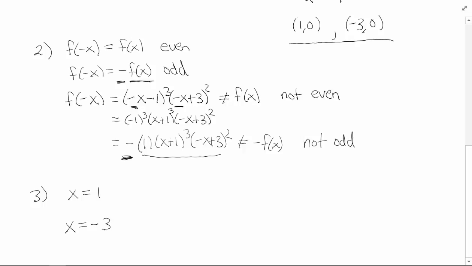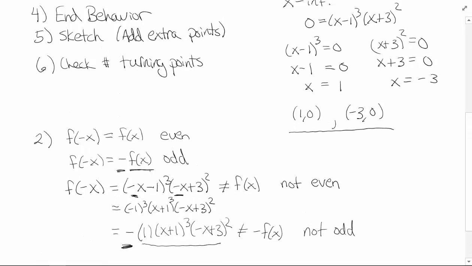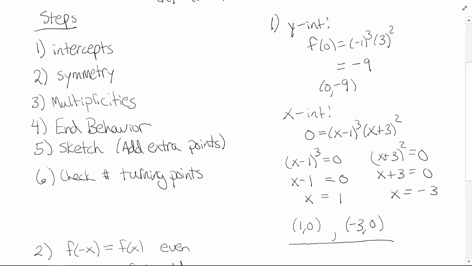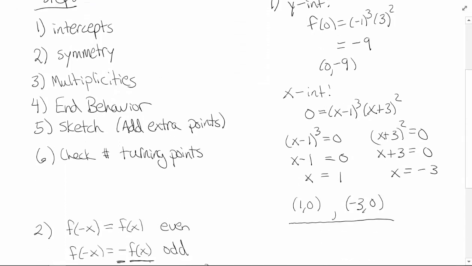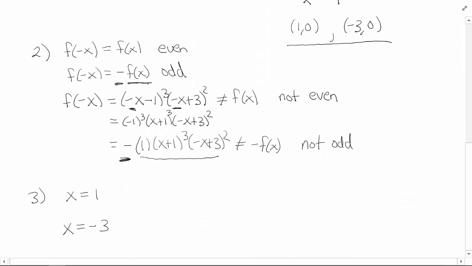Well, x is equal to 1 came from, if you look back at the function, it came from here. In fully factored form, I have essentially 3 factors of x minus 1. That tells me the multiplicity of 1 is 3. If you look at x plus 3 squared, negative 3 is the 0 from that, and I have 2 factors of x plus 3. That tells me the multiplicity of negative 3 is 2.